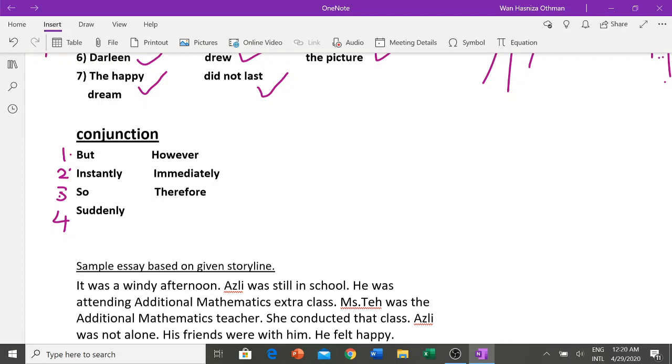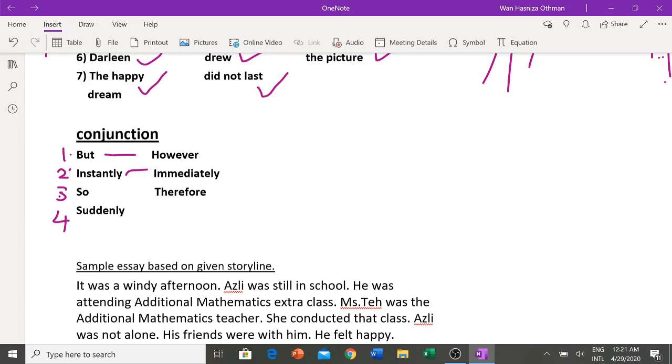If you are writing, for example, a formal letter, the meaning of "but" and "however" is very different. But if you're writing a story, it's almost the same. The next one is "instantly" or "immediately." It means dengan cepatnya, like there and then. When you want to say that something happens really fast, you use these.